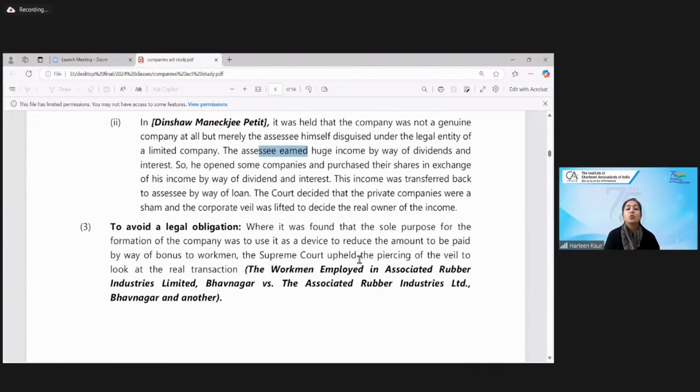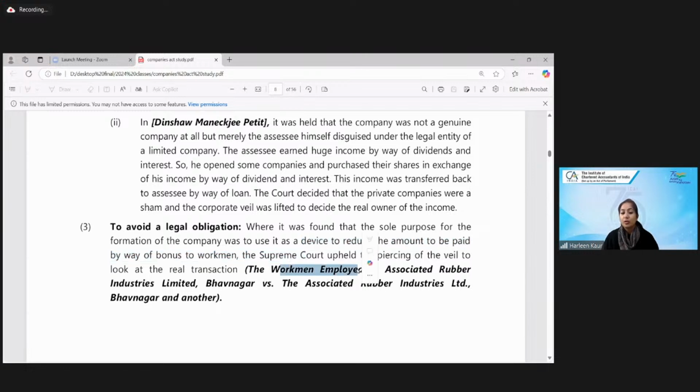So next case is to avoid legal obligation. Where the sole purpose of forming the company is to reduce the amount of profits to be paid to the workers. So I give you a very interesting example. If I had a profit of 1 crore, and if it is written in my act that I have to pay this much bonus, and instead of showing those profits, I just try to hide the profits. How am I hiding the profits? I have invested those profits into some different company, creating a subsidiary company. So in Workmen Employed in Associated Rubber Industries, Bhavnagar versus Associated Rubber Industries.